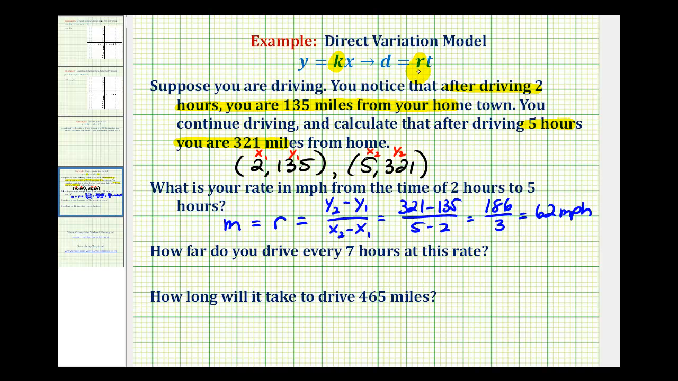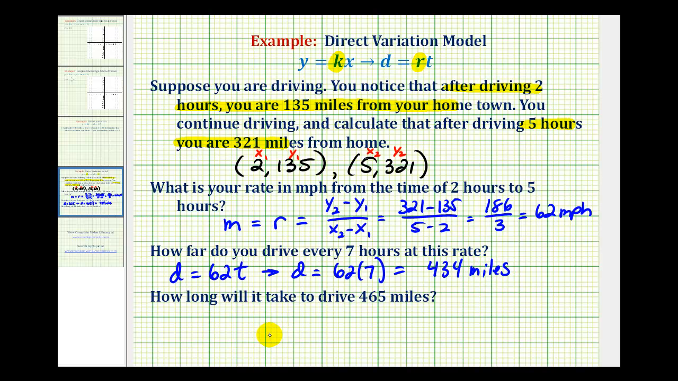We're going back up to our distance formula. We now know that the distance in miles is going to be equal to the rate, which is 62 miles per hour, times t, or the time, in hours. So for this question, we know that t would be 7. So we'd have the distance is going to be equal to 62 times 7. So the distance traveled every 7 hours at this rate would be 434 miles.